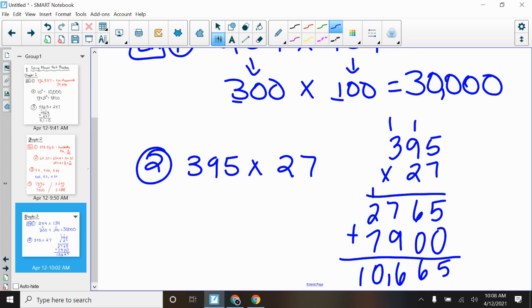So if you made a mistake, look at my work and see if you can figure out what you did wrong, okay? But that's multiplying 2 and 3 digit numbers. All right. There will maybe be 1 or 2 of these on your test. There won't be a ton of them, okay?